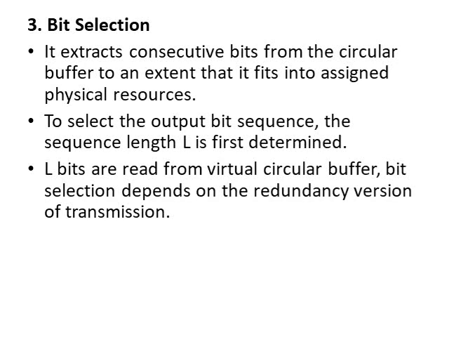Generally the L bits are extracted from the virtual circular buffer, and the bit selection depends upon the redundancy version. The redundant bits are not selected, and the other bits are selected for transmission. So in the bit selection stage, bits are selected depending on the redundancy version. These are the three stages that happen in rate matching.